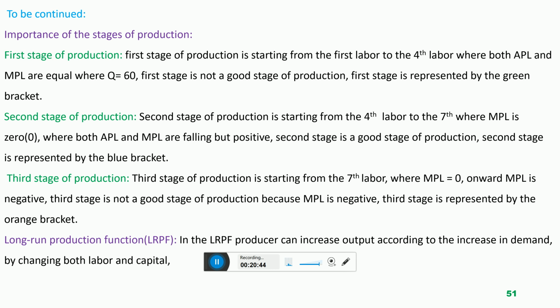I am repeating, the long run means a long time period. In the long time period, the producer has the budget. So if demand increases, the producer can increase supply by changing both inputs, labor and capital. For example, demand is more, so the producer installs another factory, purchases a new building, new offices, new equipment and machinery, and hires more permanent staff to increase supply. So in the long run, the producer can increase supply by increasing both inputs, labor and capital.